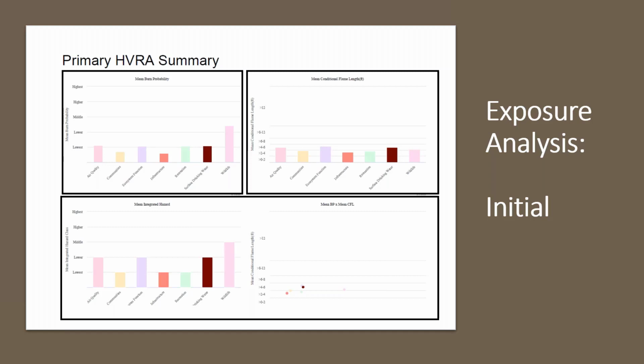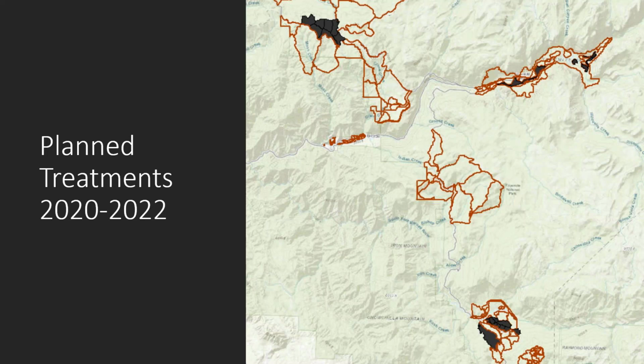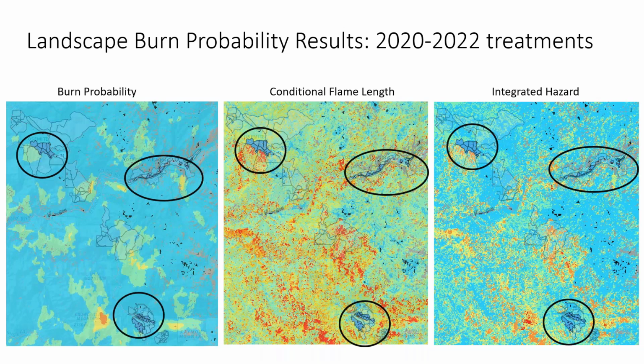So next, using the planned treatments that the park had for fiscal year 2020 through 2022, I modified the landscape and ran the landscape burn probability and EA based on the same HVRA data set. So these dark areas are the units that they have planned for the next 3 years. And here again, we have the maps for the burn probability, the conditional flame length, and integrated hazard with the 2020 through 2022 treatments applied. It's a little difficult to see here in the screenshot, so again, we'll take a look at IFTDSS here in a minute.